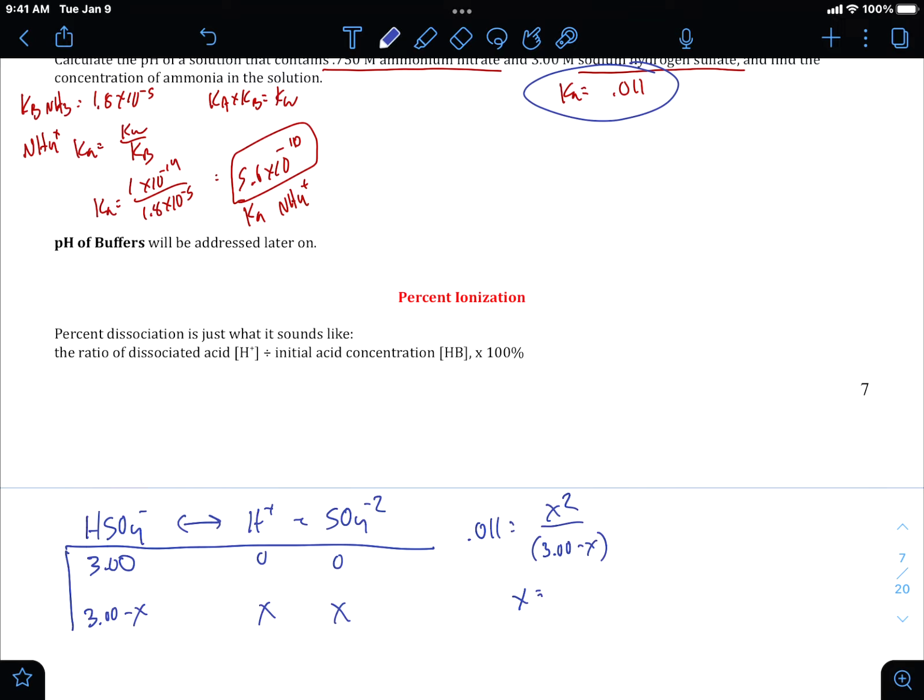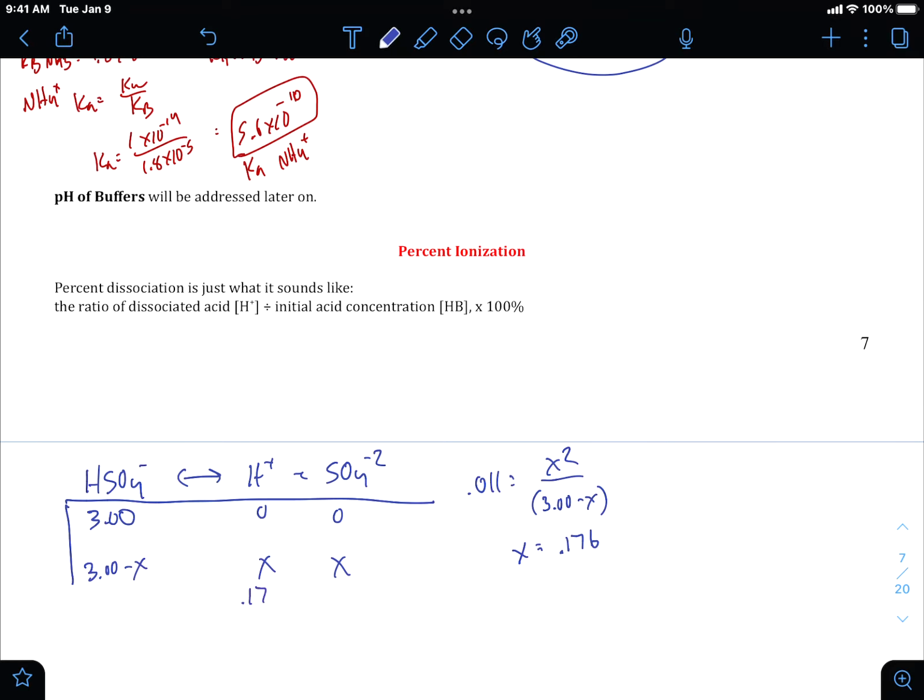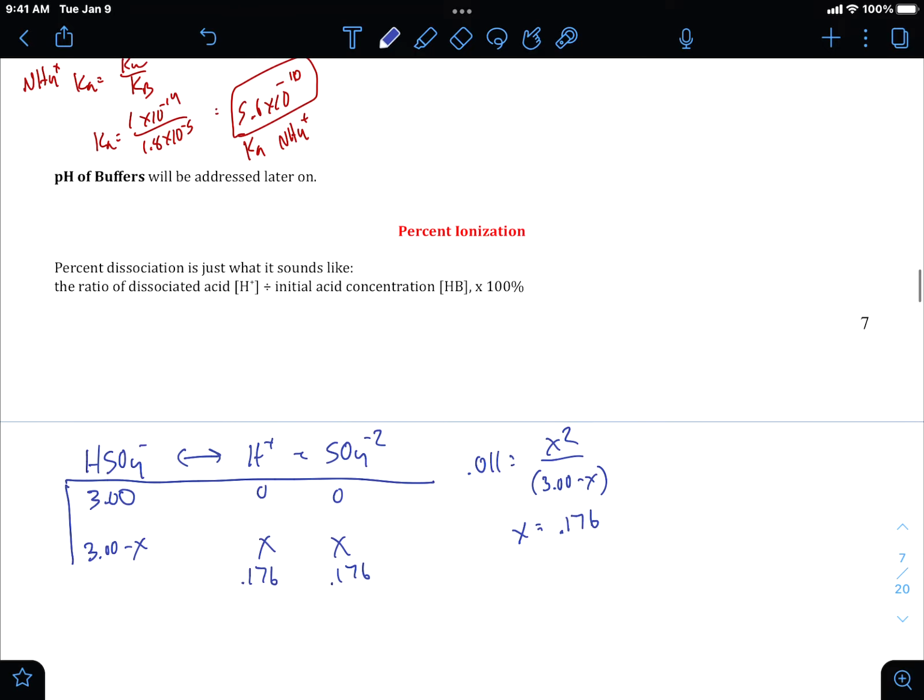What do you guys get for a value of x? 0.176. Okay. All right. So, at equilibrium, my concentration of H plus is 0.176. And just, out of curiosity, if I had to stop and calculate the pH right now, what would that pH be? I'm just going to take the negative log of x. All right, and so the pH as it stands would be 0.754, okay? Currently.